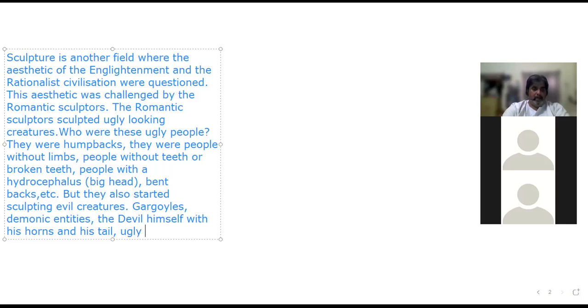Ugly animals. Ugly animals. So, etc. Do you know what gargoyles are? Anyone? Yes, sir. Some evil-looking structures with wings, big teeth, eyes. Yeah, you're right. Have you seen a gargoyle? Yes, where? Internet.